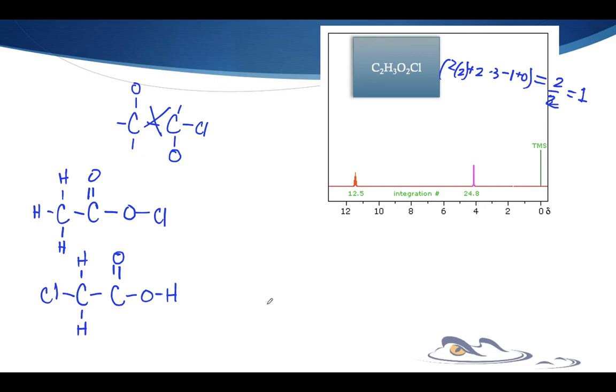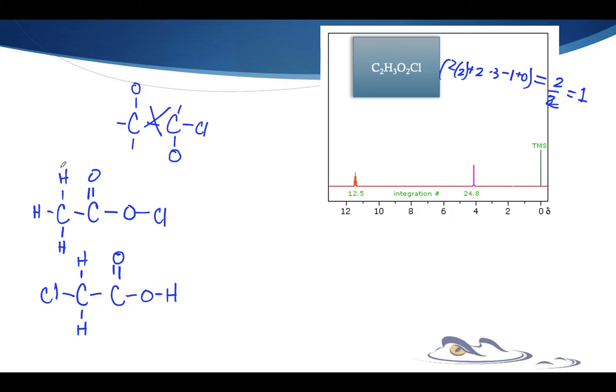I can't really think of any other ways to bond this together. Could I have some type of an ether arrangement, maybe? I don't think so, not with a pi bond in it. So I've exhausted most of the different ways that I could put this molecule together following normal bonding rules. These are the possibilities that I think. It could either be this or that. Now I'm going to come over here and take a look at my HNMR to see which of these 2 it fits with the best.